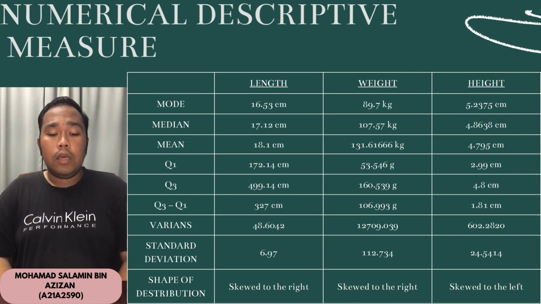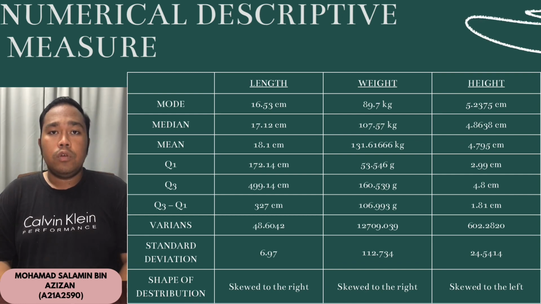Quartile 1 is 172.14, quartile 3 is 499.14, and the interquartile range is 3 to 7. The variance is 48.6042. The standard deviation is 6.97, and the shape of distribution for length is skewed to the right.